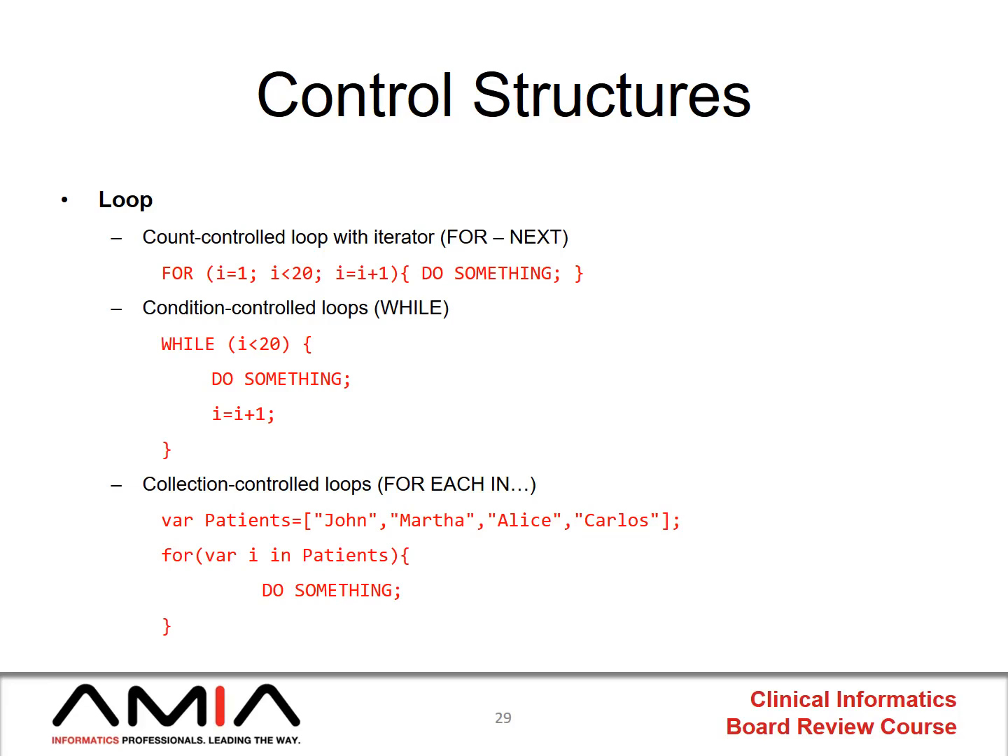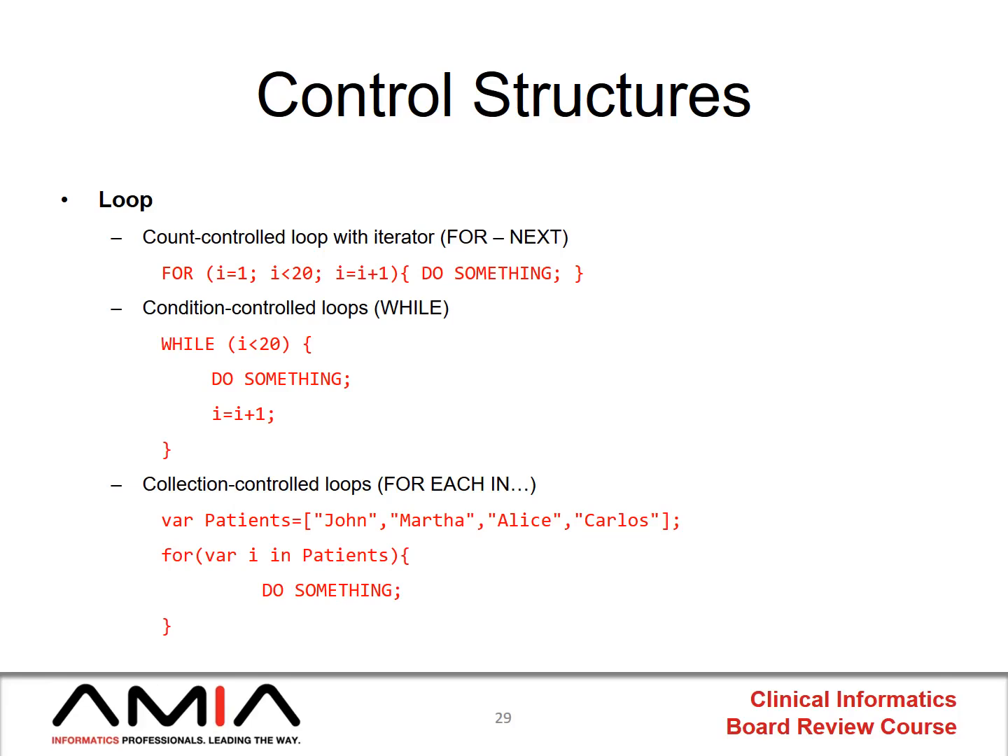Maybe I don't want to count the number of times to do it. I just want the computer to perform the same step as many times as I need it to. And in that case, you might need something like a collection-controlled loop. In this case, for each in. So let's say I have an array of patients, each identified by their first name, like John, Martha, Alice, and Carlos. And I'll say, for each variable I in the patients array, do something.